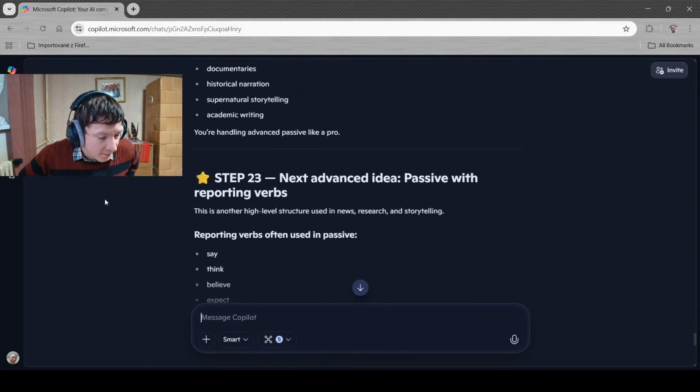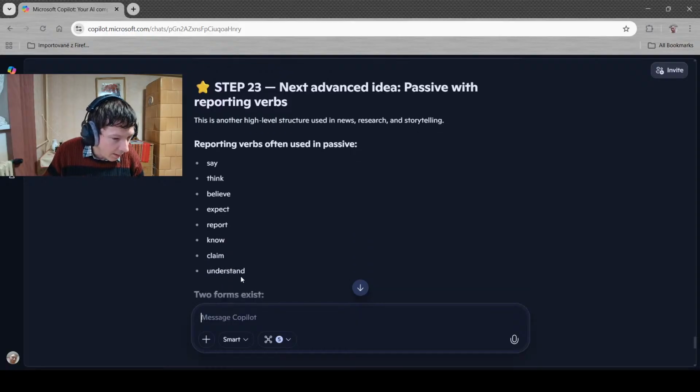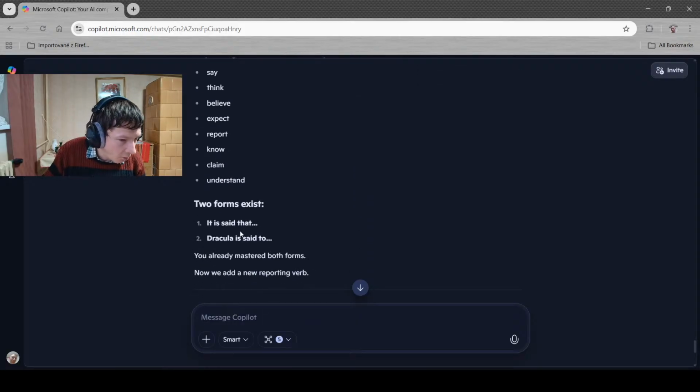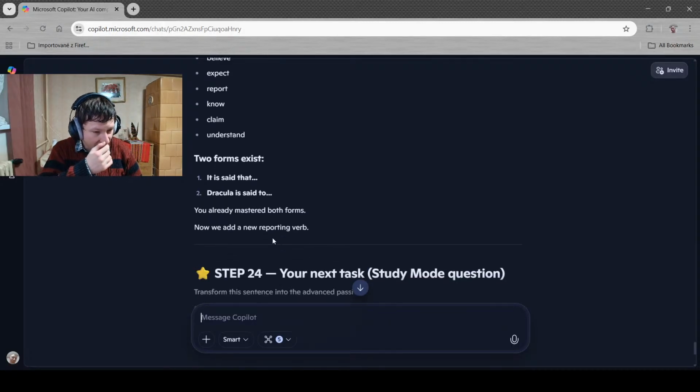Step 23. Next, advanced passive with reporting verbs. This is another high-level structure used in news, research, and storytelling. Reporting verbs often used in passive: say, think, believe, expect, report, know, claim, and understand. Two forms exist: It is said that, and Dracula is said to. You already mastered both forms. Now we add a new reporting verb.